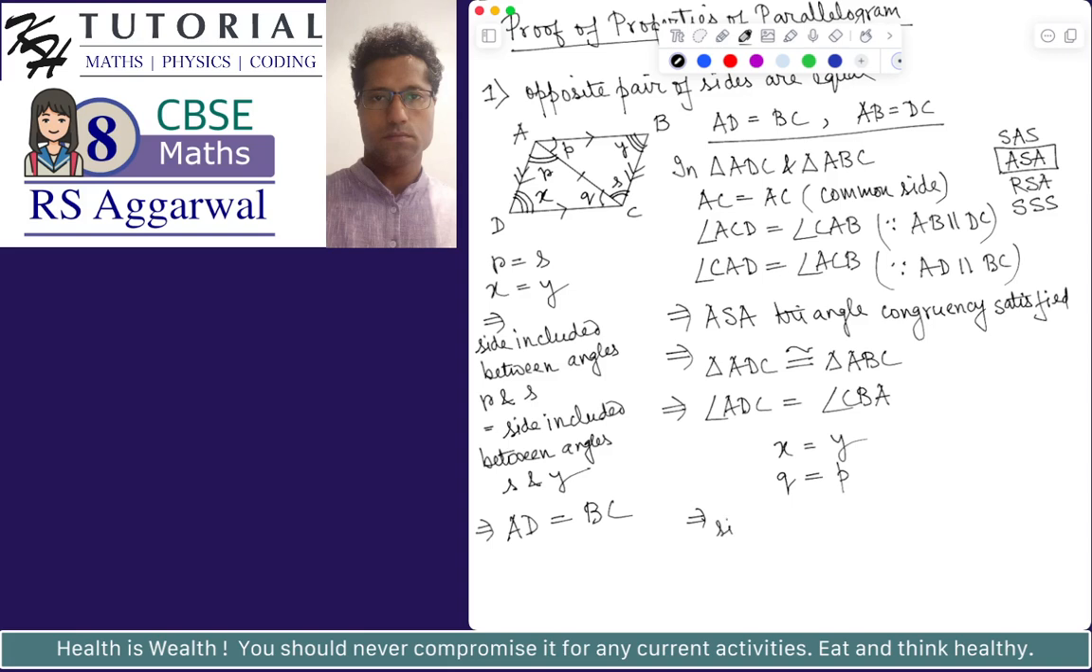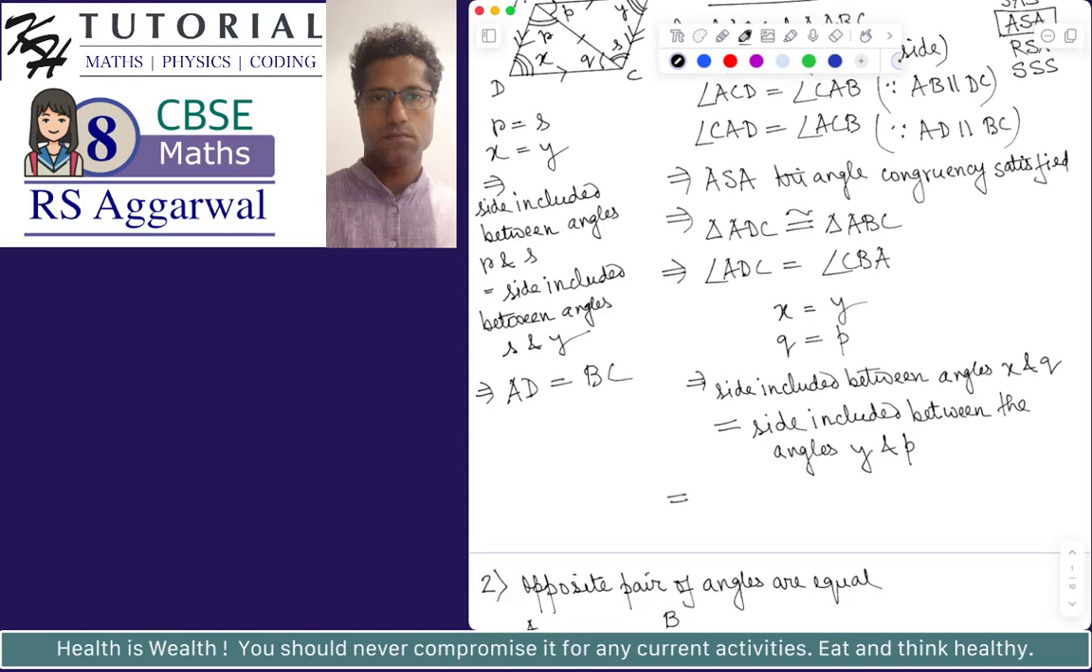side included between angles X and Q should be equal to, side equal to means that their length should be equal, side included between the angles Y and P.